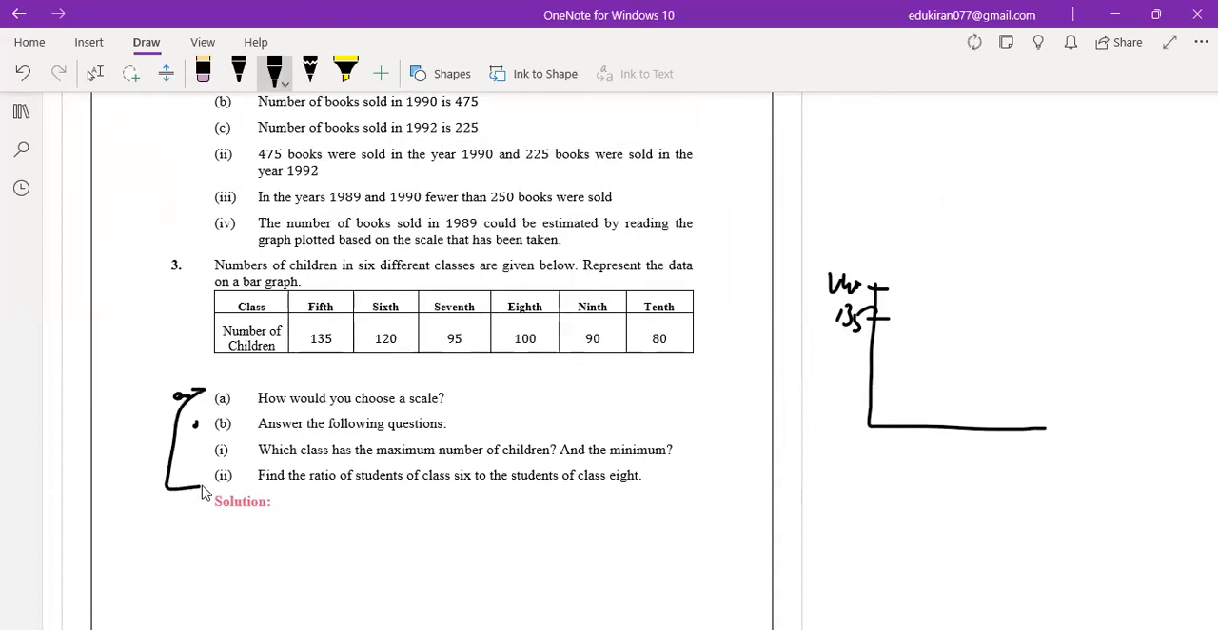So do draw a neat and nice diagram. Ma'am, can we color it? No need to color it. Just draw the simple one, because it will take time.